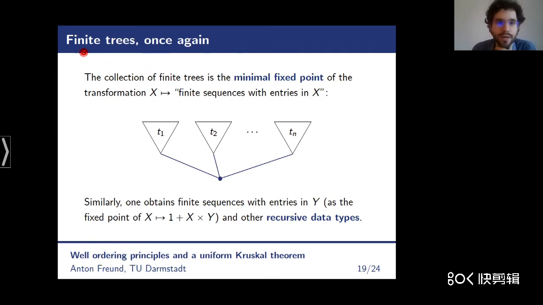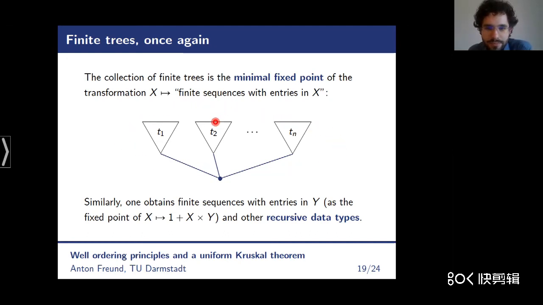Okay, so let's look at finite trees once again, and now it's finally getting a bit more concrete again. And here the observation that I want to start with is that the finite trees arise as a minimal fixed point, namely as a fixed point of the transformation that takes a set or order X as input and gives the collection of finite sequences with entries in that set as output.